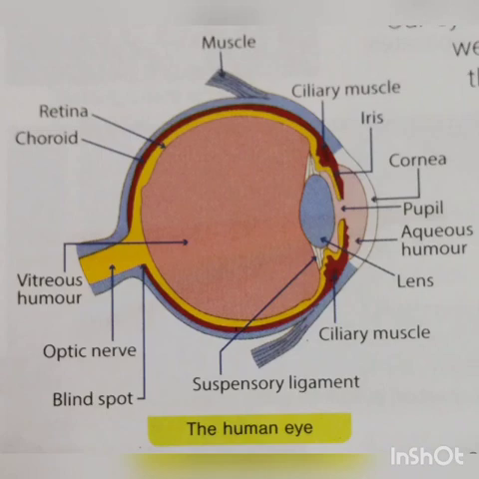Now the next part is the ciliary muscle, students. The eye lens is suspended with the help of many fiber-like muscles, which are known as ciliary muscles.